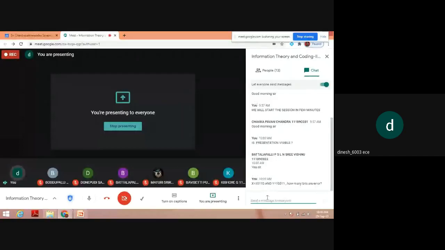So in the chat box you can see I have given two vectors, X vector and Y vector, and I'm asking you to find how many bits have been errored. So can anyone tell how many bits are errored?